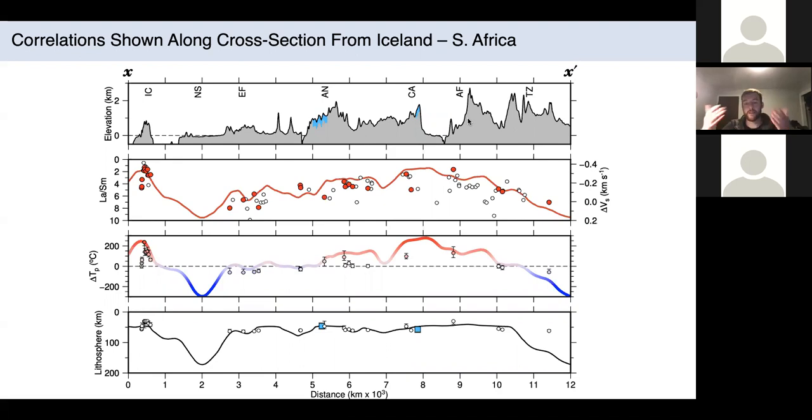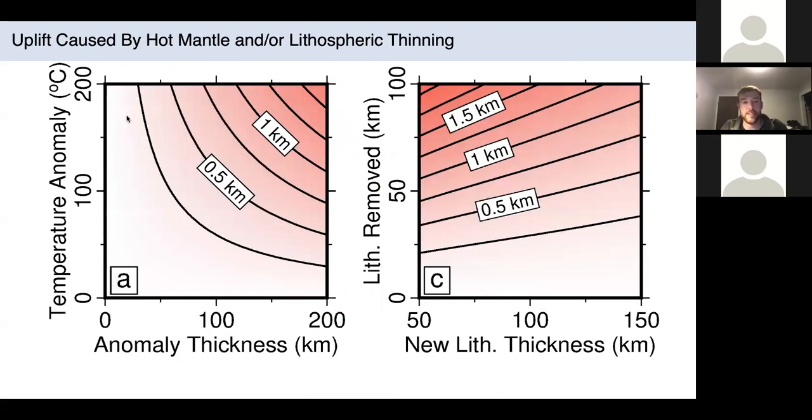In order to generate this amount of uplift, it could occur one of two ways. Either you need a temperature anomaly of up to 200 degrees C, or you need to remove around 50 to 100 kilometers of lithosphere. Those are the two extreme end members, and it's probably somewhere between the two.